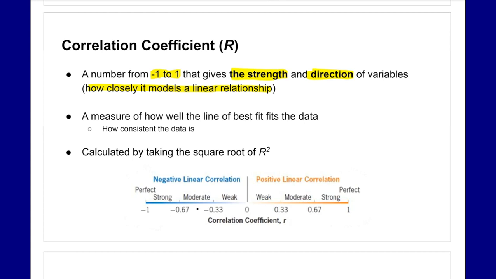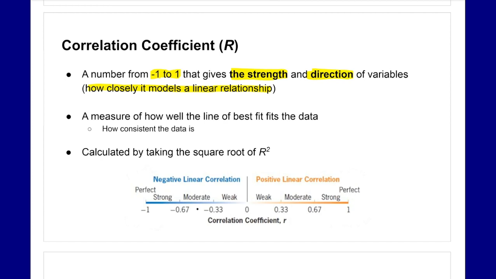Not all data forms a linear relationship. It might be quadratic, it might be exponential, things like that. But for our purposes, we're going to be looking at a linear relationship, right? Which is the two outcomes. If one goes up, the other goes up. If one goes up, the other goes down. Those are 2 possible scenarios.